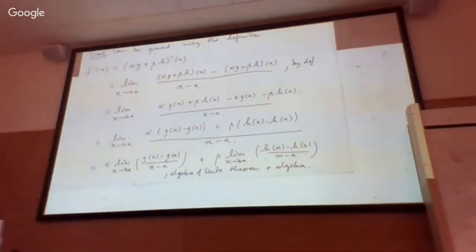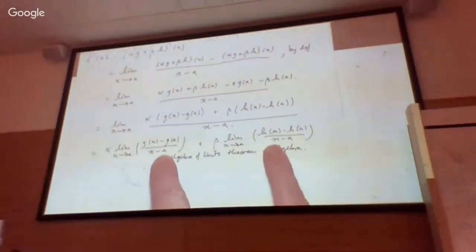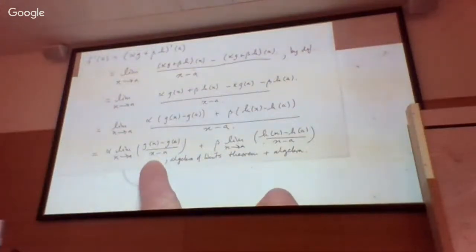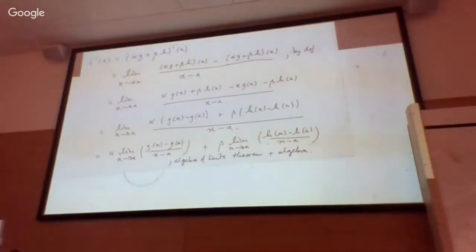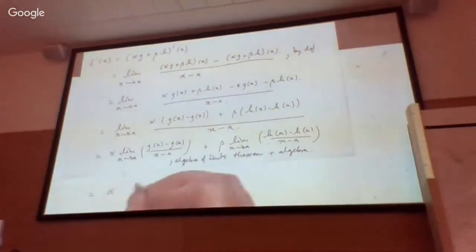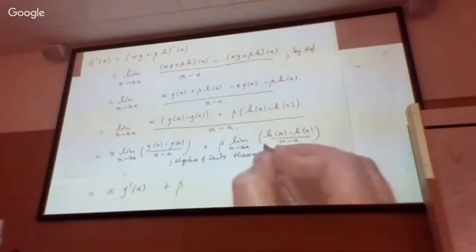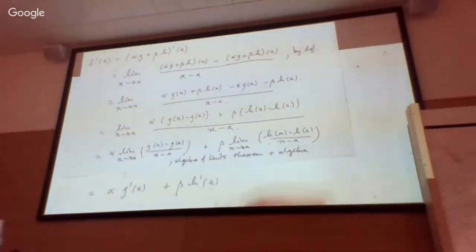Now we're ready, we can immediately apply the definition of the derivative once again, because it's sitting there right in front of our eyes. This limit is the derivative of g. This limit is the derivative of h. There's no more work to do other than to just quote the definition of the derivative of g, quote the definition of the derivative of h. So that's again by the definition of the derivative. And from beginning to the end there, we've got exactly the result we're trying to prove.